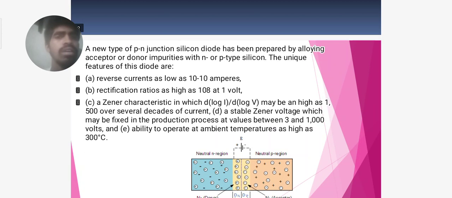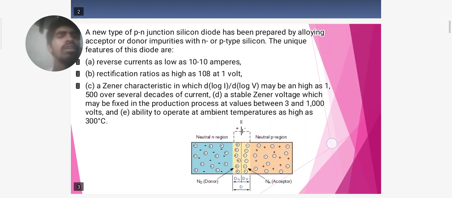Let's begin. A new type of p-n junction silicon diode has been prepared by alloying acceptor or donor impurities with n or p-type silicon. The unique features of this diode are... so first of all we need to understand what is meant by the silicon p-n junction diode. A new type of p-n junction silicon diode has been prepared by alloying acceptor or donor impurities with n or p-type silicon. Before this, we have to understand what is meant by a junction diode, so that we can clearly understand the topic. I am going to tell everything about the p-n junction diode and the silicon diode also.